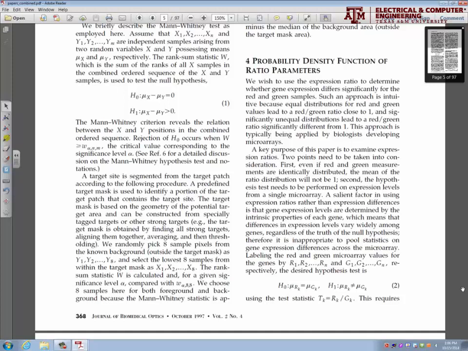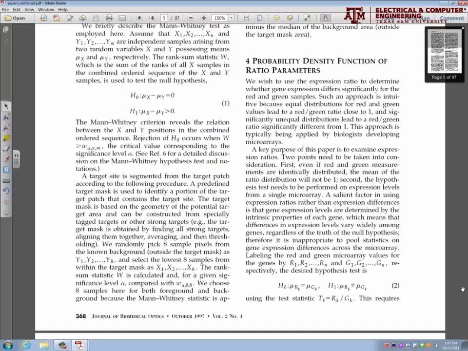And the second, the hypothesis test needs to be performed on expression levels from a single microarray. Now, a salient factor in using expression ratios rather than expression differences is that different genes will have different levels of response, right? So you don't want to just take the differences. Gene expression levels are determined by the intrinsic properties of each gene, which means that differences in expression levels vary wildly among genes, regardless of the truth of the null hypothesis. Therefore, it is inappropriate to pool statistics on gene expression differences across the microarray.